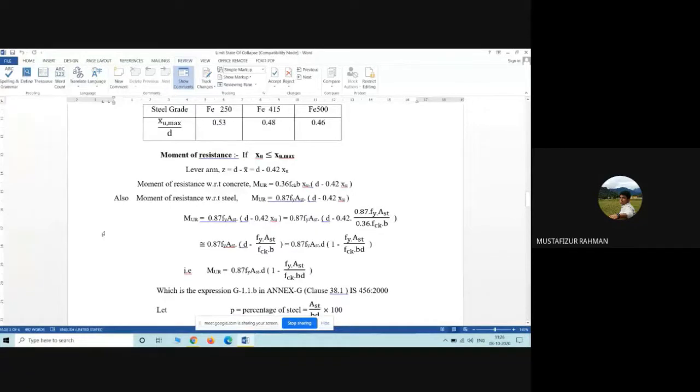Now here it is given that Xu is less than or equal to Xu maximum. The actual neutral axis depth is less than or equal to the limiting neutral axis depth. If Xu is equal to Xu maximum, then this section will be called a critical section. Okay, now let us see what the moment of resistance is. All of you know it.